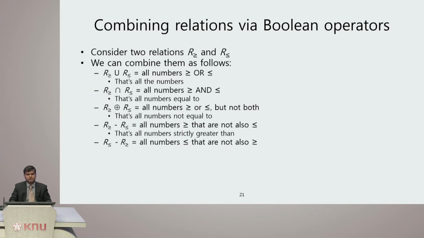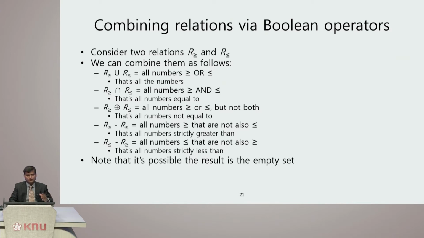And again, here, less than. Previously we used greater than, that are not also less than. Now you are using less than, that are also not greater than. So they are strictly less than. So we have created possible results with this empty set. So these are some of the relations we developed via Boolean operators.